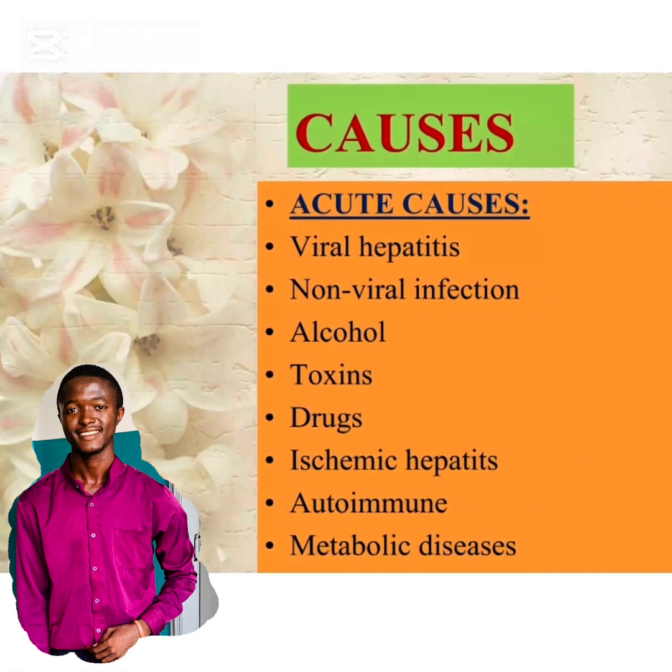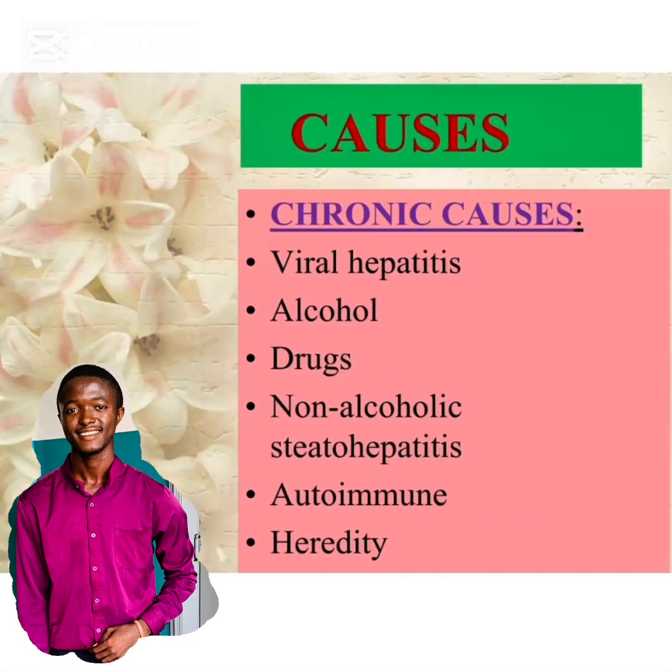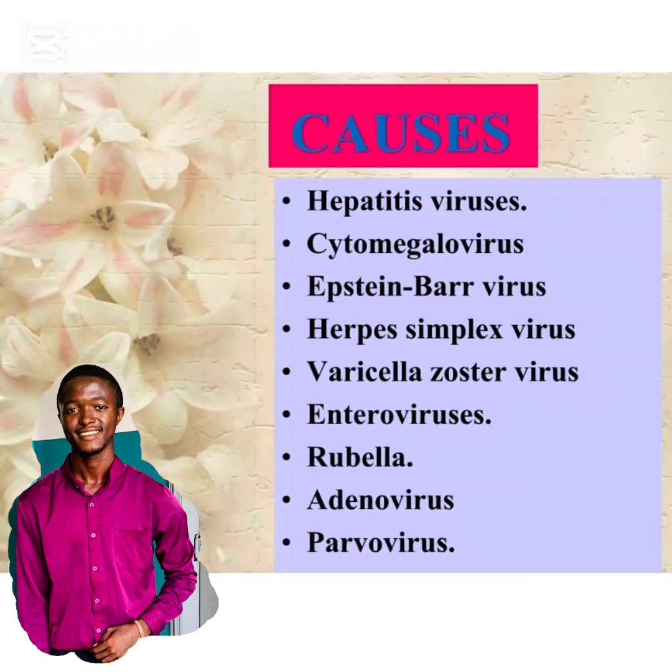General causes of hepatitis are broadly categorized into 2, which are the acute and the chronic causes. Of course, acute hepatitis involves the viral, non-viral, alcoholic, toxin, drugs, autoimmune, metabolic diseases, and also ischemic hepatitis. These are what cause the acute ones. Now, the chronic causes include viral hepatitis, alcohol, drugs, non-alcoholic steatohepatitis, autoimmune, and heredity can also cause chronic hepatitis.